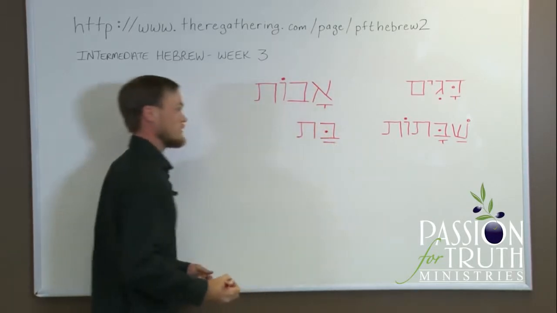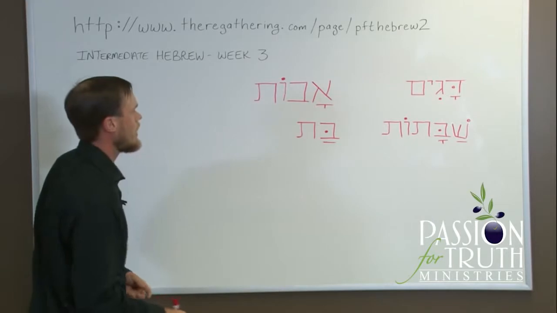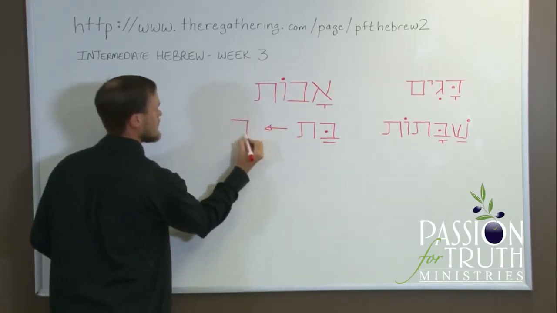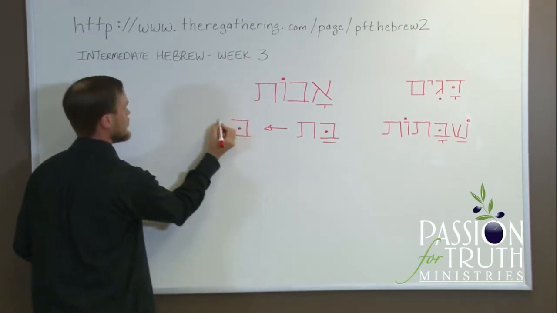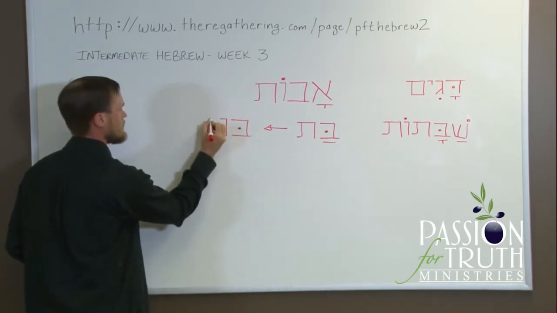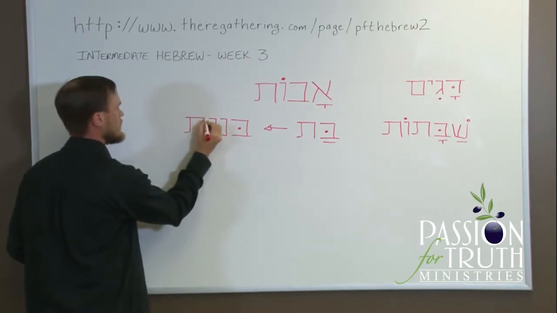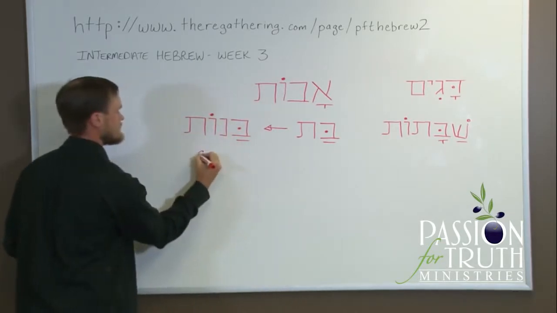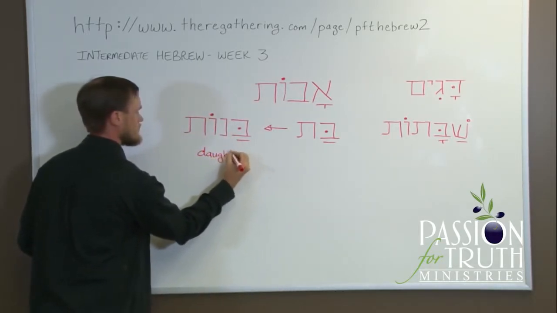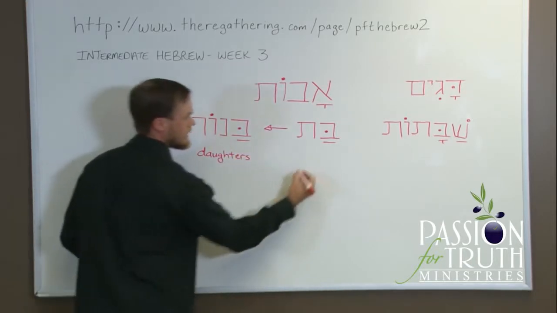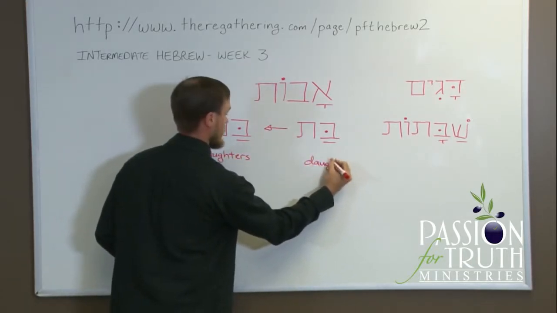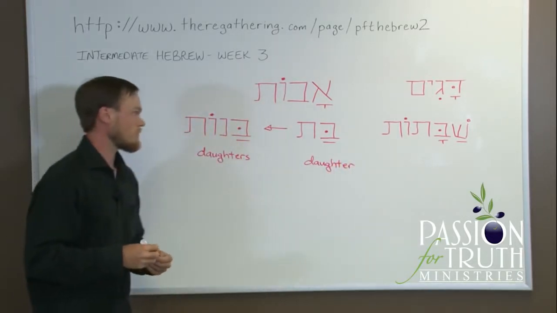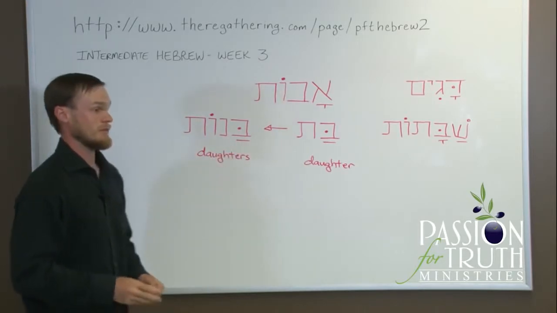Bat is a daughter, but when it becomes plural, it takes on this nun and becomes banot. And it's an irregularity. You could never have predicted this. You would think it would be batot, but it in fact becomes banot.